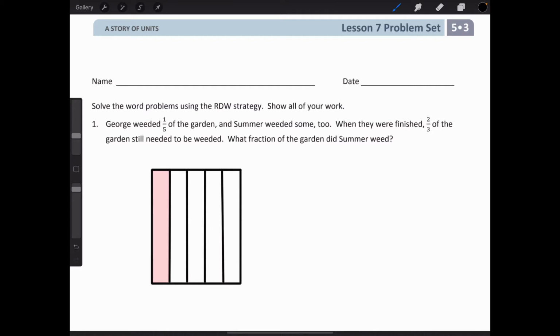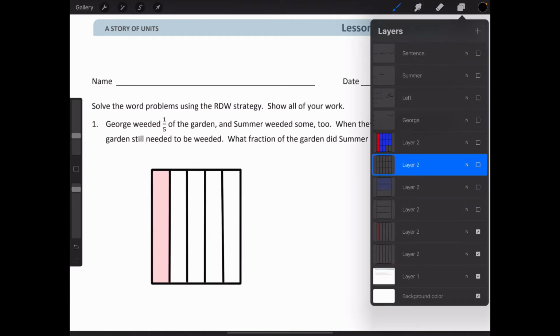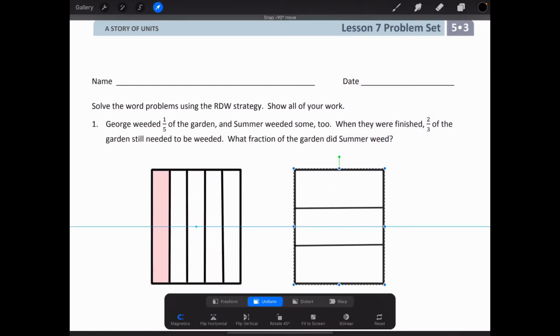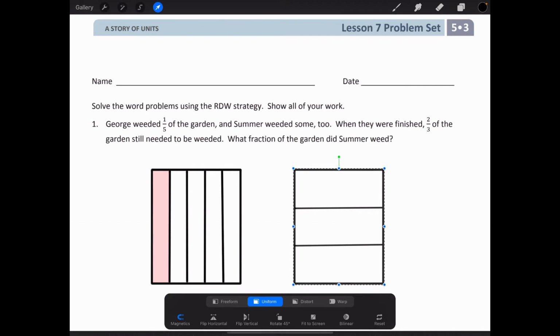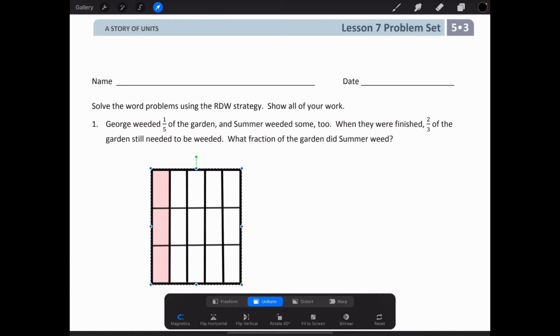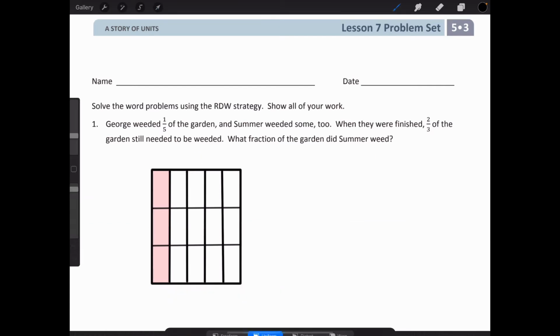So as I continue reading, the next sentence says, when they were finished, 2/3 of the garden still needed to be weeded. So we're going to cut thirds going this way. Now, this is hard to see, you can see we're just cutting it into thirds and we're just overlapping it onto the fifths. So I'm going to put it back on the fifths and continue.